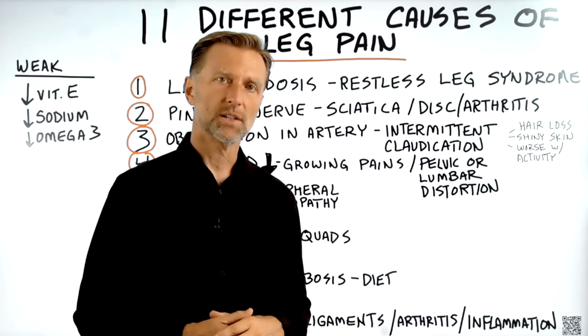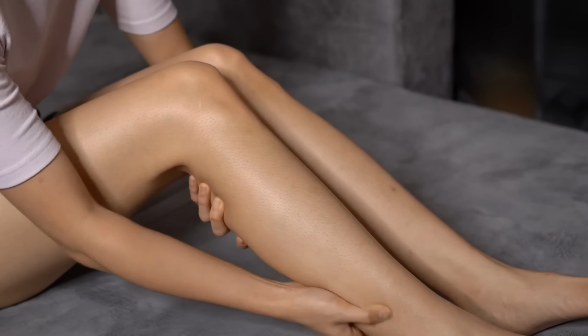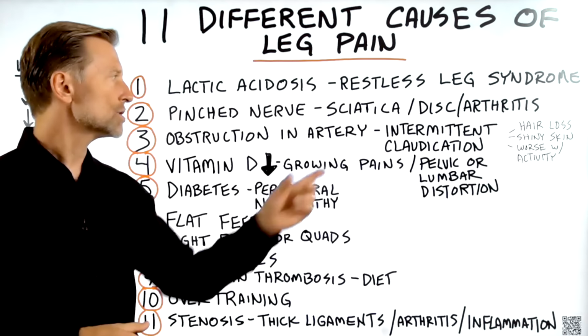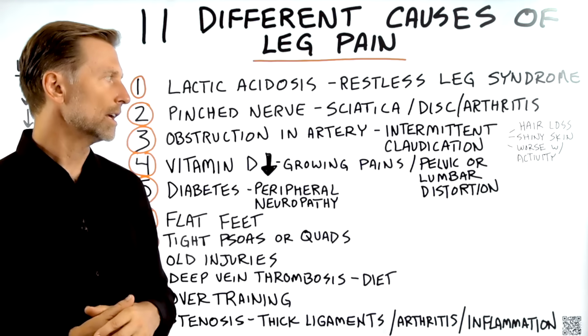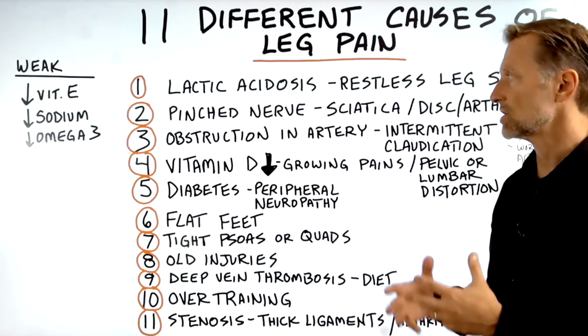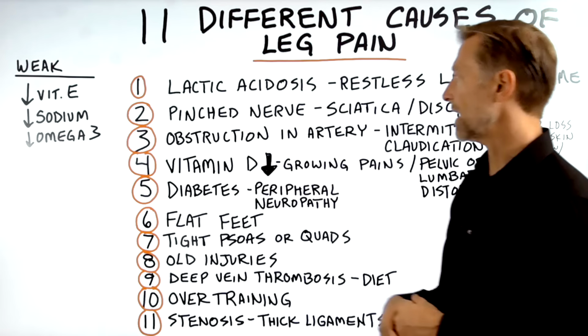Also, the circulation in your legs decreases to the point where you lose the hair in your legs. The skin on your legs becomes shiny, but typically this is worse with activity, especially if you're going up a hill, okay? Your legs just don't have the oxygen to move. So you're not going to be a very fast runner.